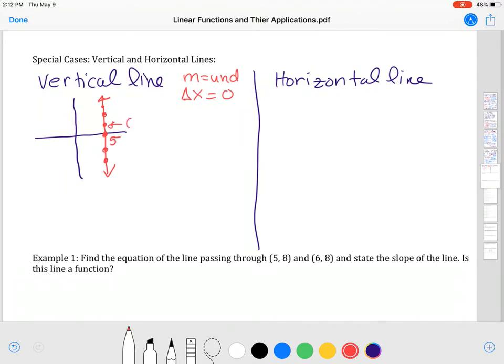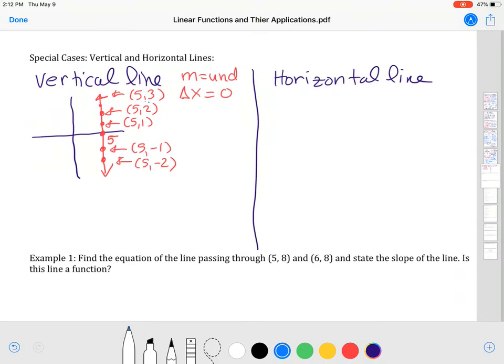this point here might be the point 5, 1. This might be the point 5, 2. This might be the point 5, 3. And if I come down here, maybe this is the point 5, negative 1. Maybe this is the point 5, negative 2. And if you notice, all my y values change as I go up and down the line. Because I'm moving vertically up and down the line, my y values change.